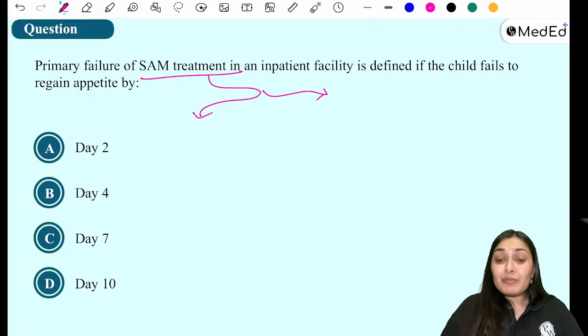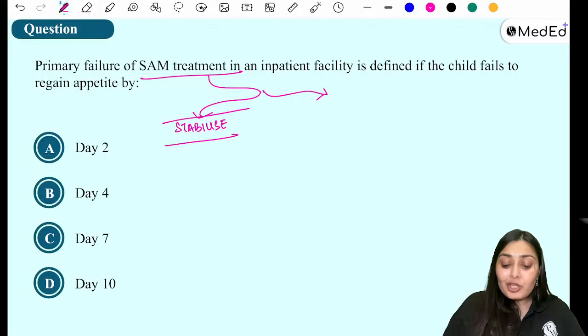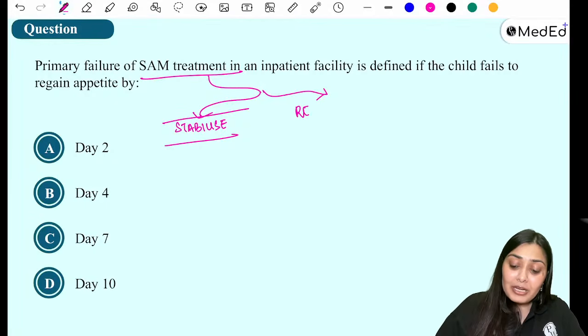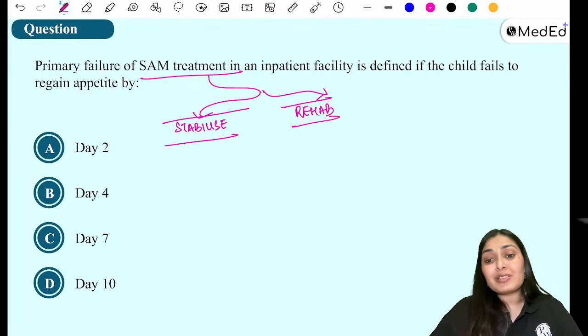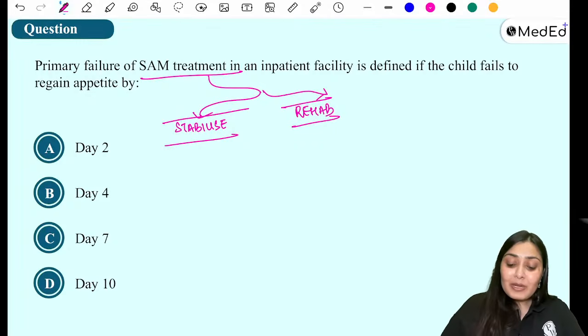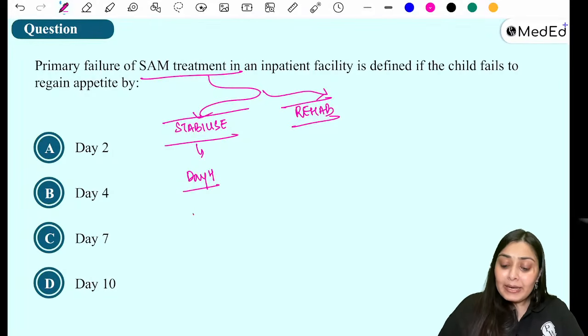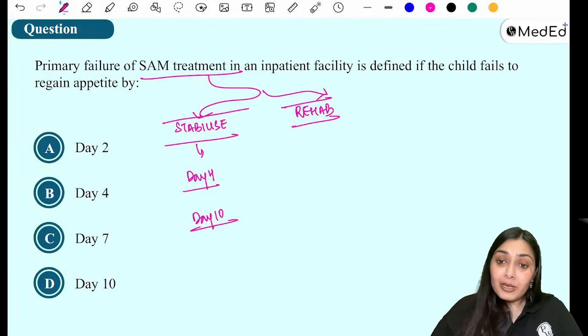First is the stabilization phase, where I'm going to stabilize this child, right? Deal with the complications of the child, electrolyte problems or any other medical complications. And then we have the rehabilitation phase, where the main goal is to regain the lost muscle weight. So in the stabilization phase, usually by the end of day 4, the child's appetite should come back, and also the child should start losing edema. And by day 10, all of the edema should be gone and the child should start gaining weight.